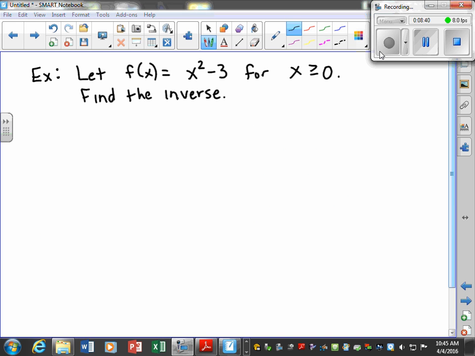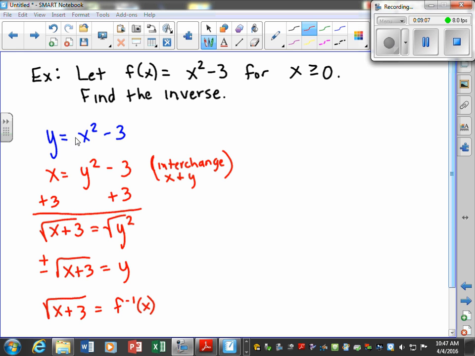Okay, now that you've had a little bit of practice and been reminded of one, if you want to go ahead and attempt this one. Now this one has a condition. It's restricted to the side that x is greater than or equal to 0. Okay, so rewrite this as y equals, interchange your x and y and solve for y, and then replace that with f inverse of x. Go ahead and attempt that.